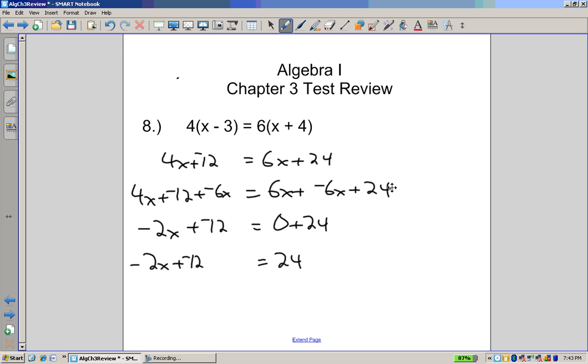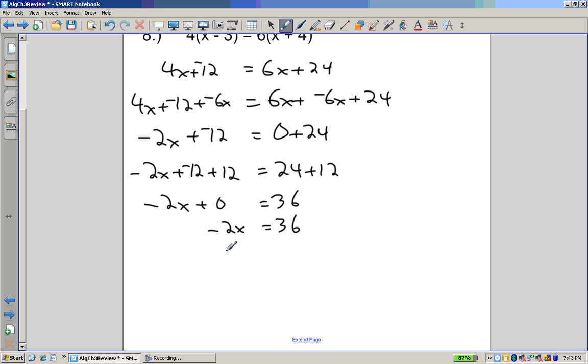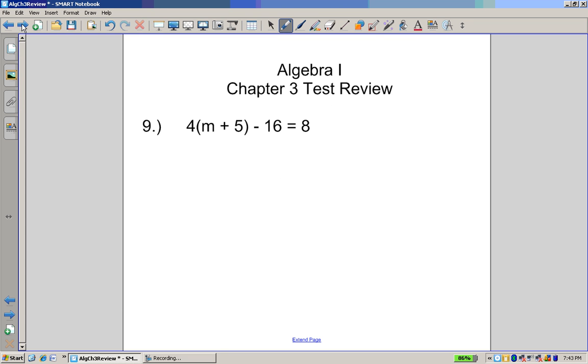Then get all your variables onto the same side. First addition or subtraction. Then multiply, divide. Okay, pause, try it on your own.